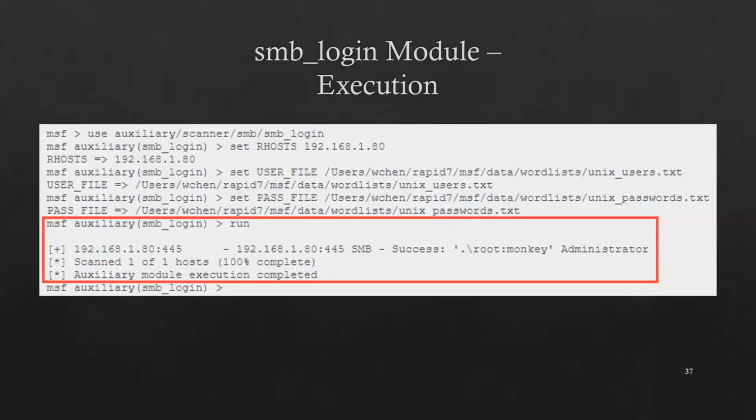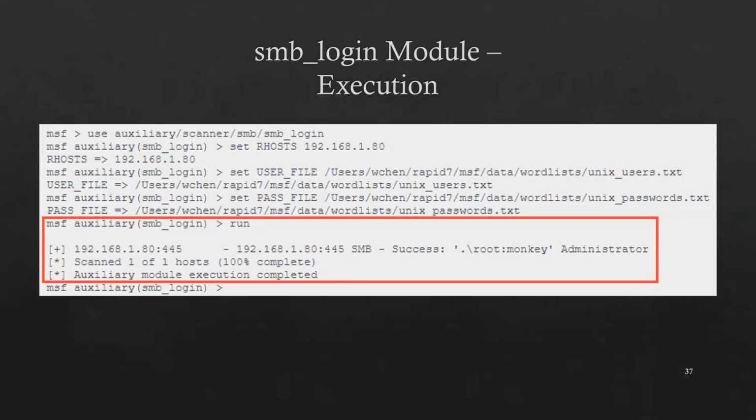The top commands you can see setting our hosts and setting user files. In this example, they set a password file, but we're not doing that here because we're worried about account lockout. And we hit run. And in this example, they've got a successful SMB authentication. Root user, password monkey. Great. That'll be in most things.